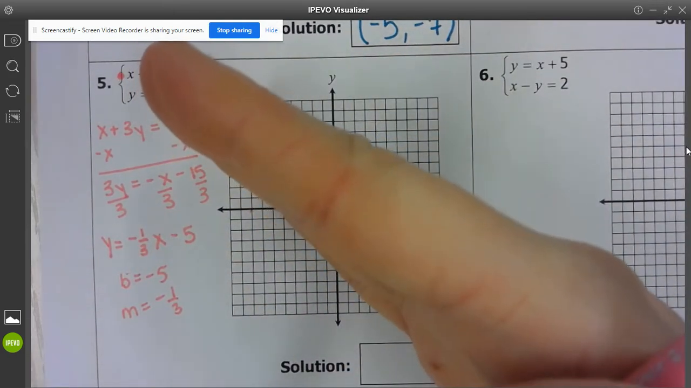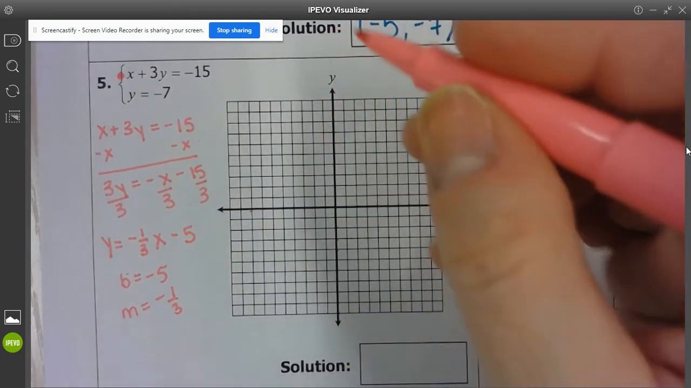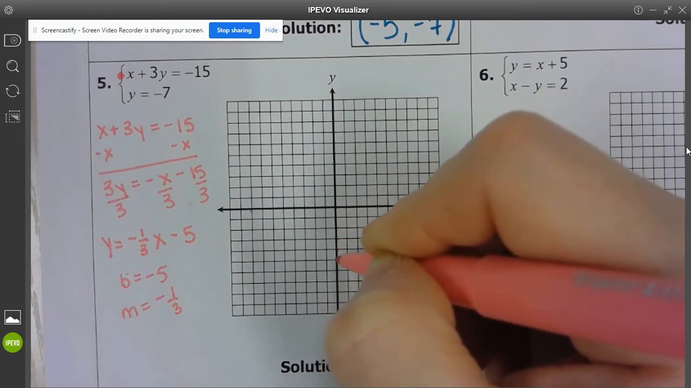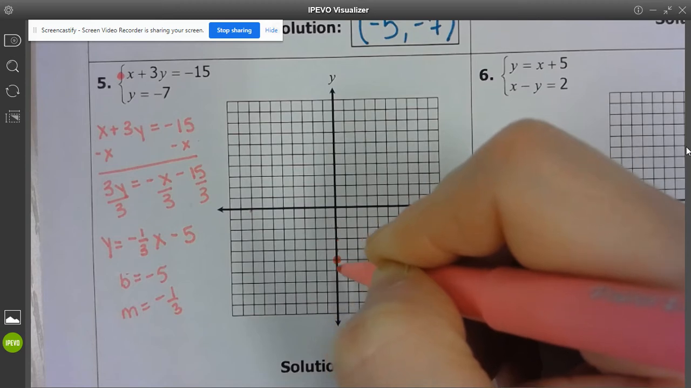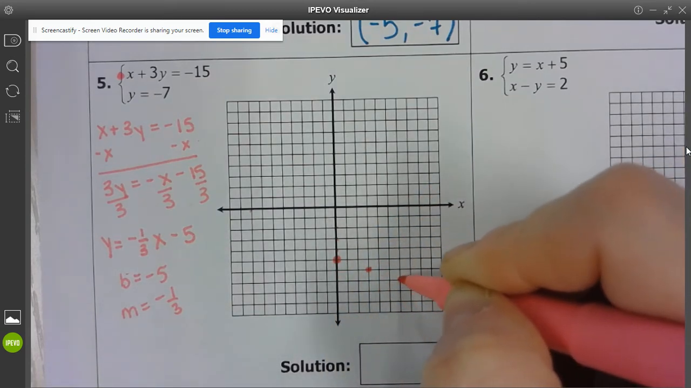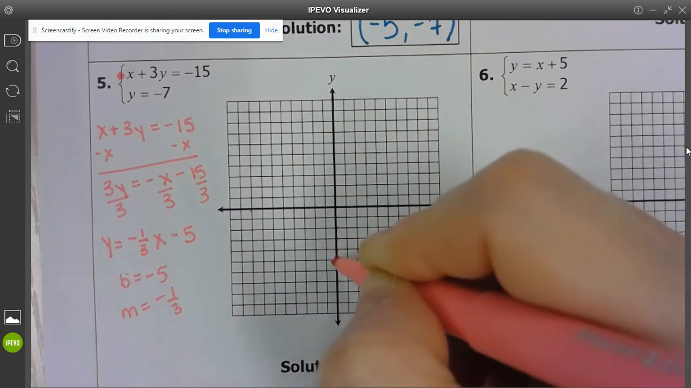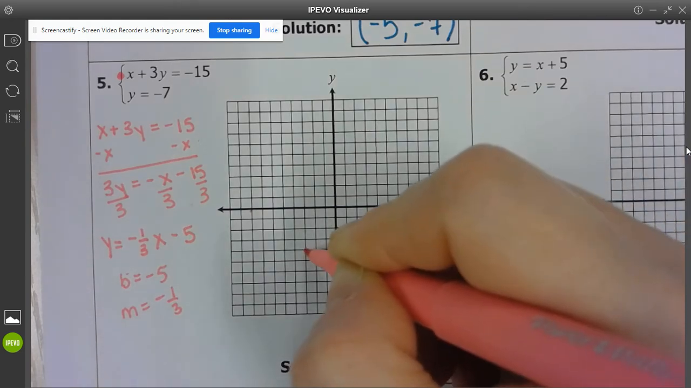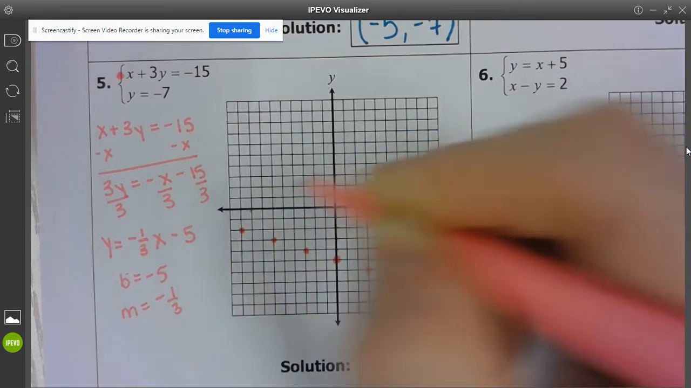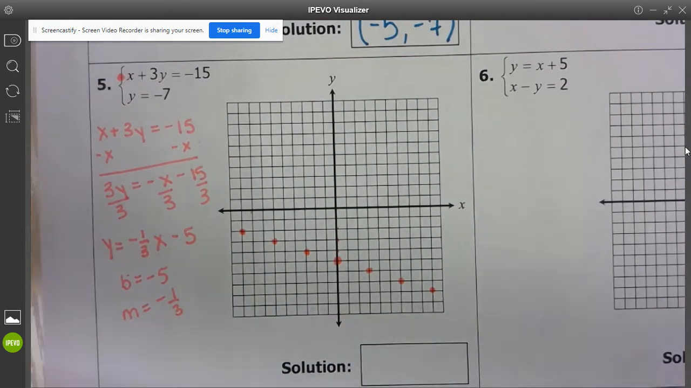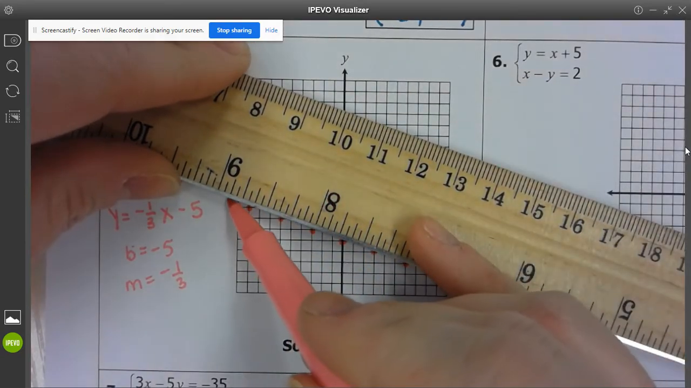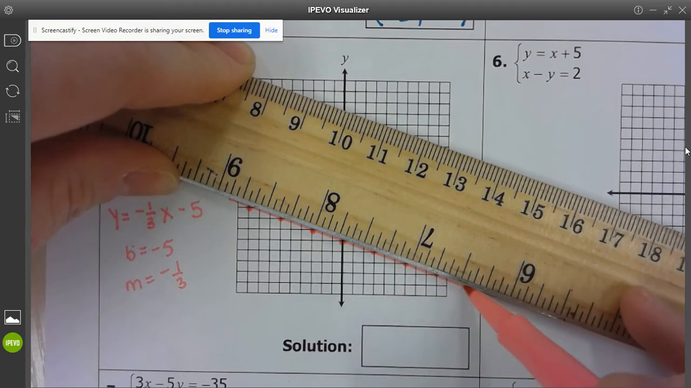So my line's going to go this way. So down to -5 for my y-intercept. And I'm going to go down 1 over 3, or up 1, and in the other direction, 3. Okay. So there is our pink line.